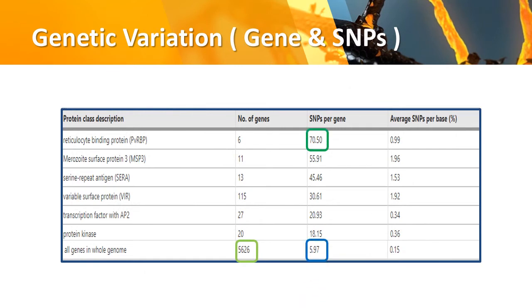Genetic variation, genes and SNPs. From the table shown, across 5,626 genes, there are 5.97 SNPs per gene on average. It's worth noting that reticulocyte binding protein and merozoite surface protein 3 show a rather high number of SNPs per gene, about 70 and 55 respectively.